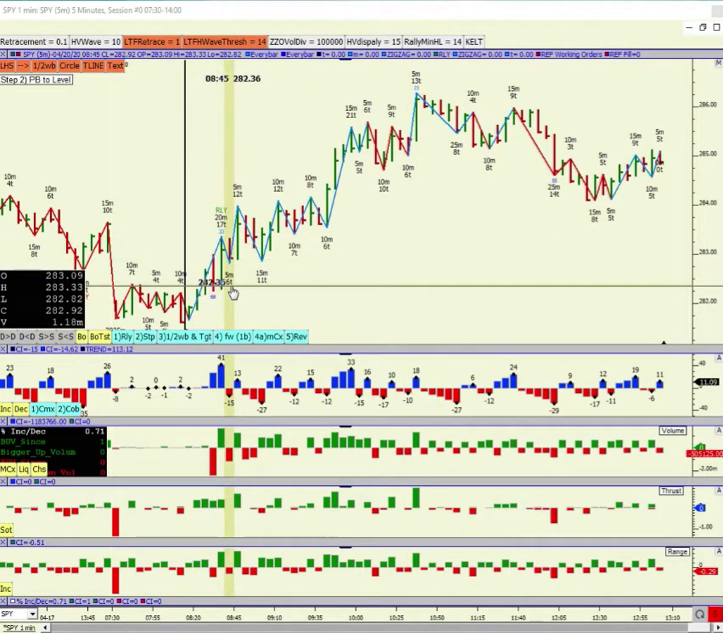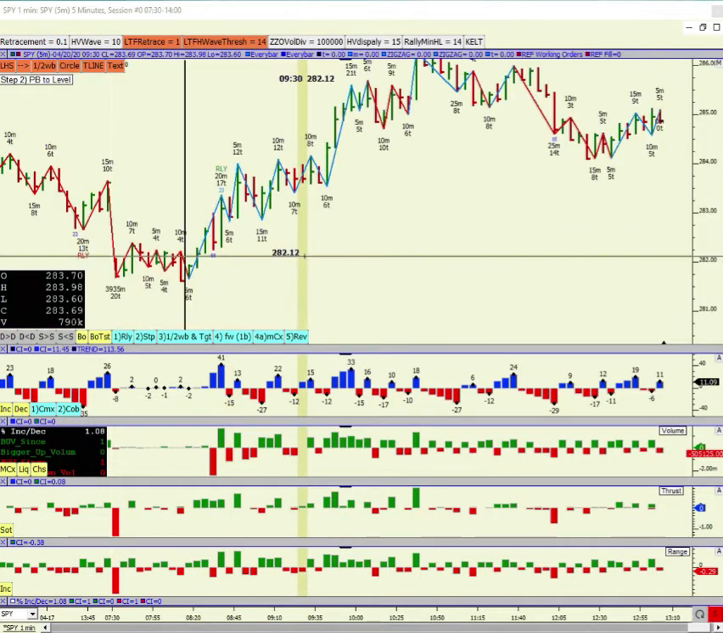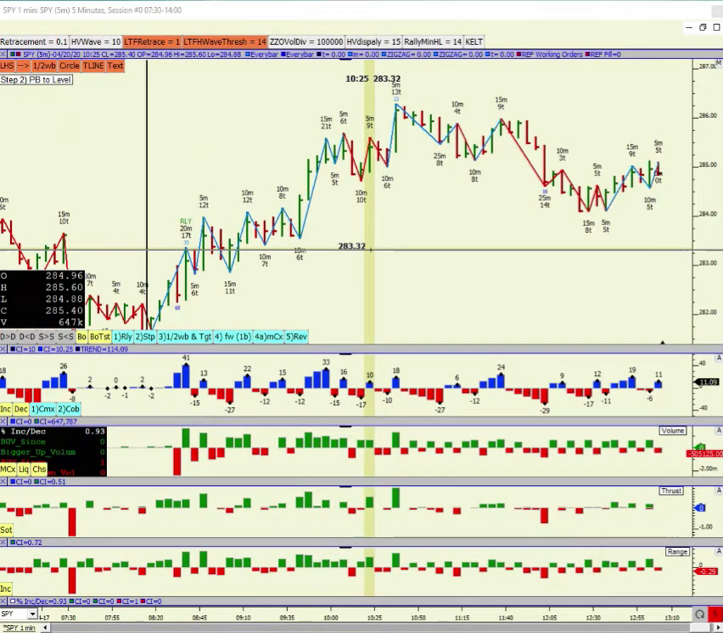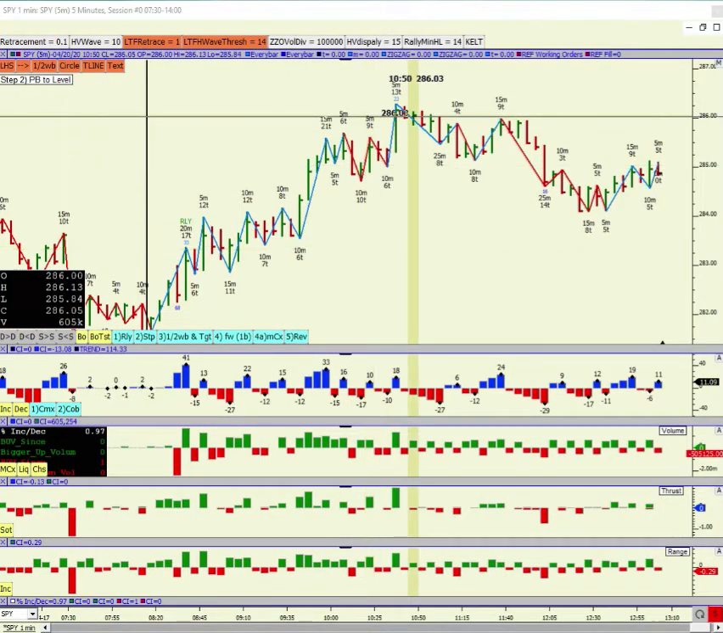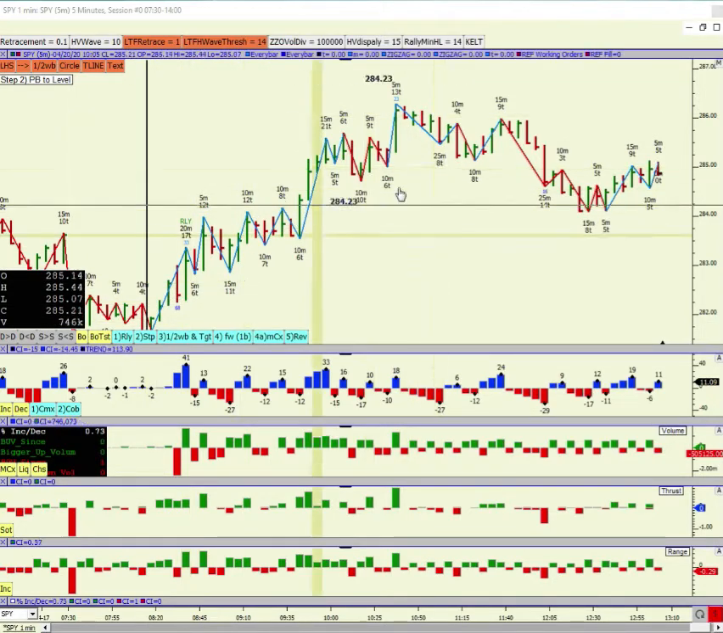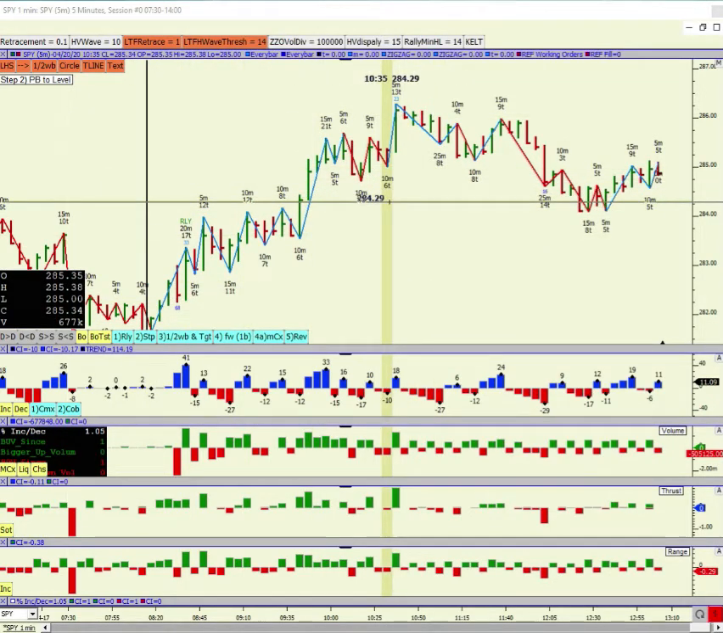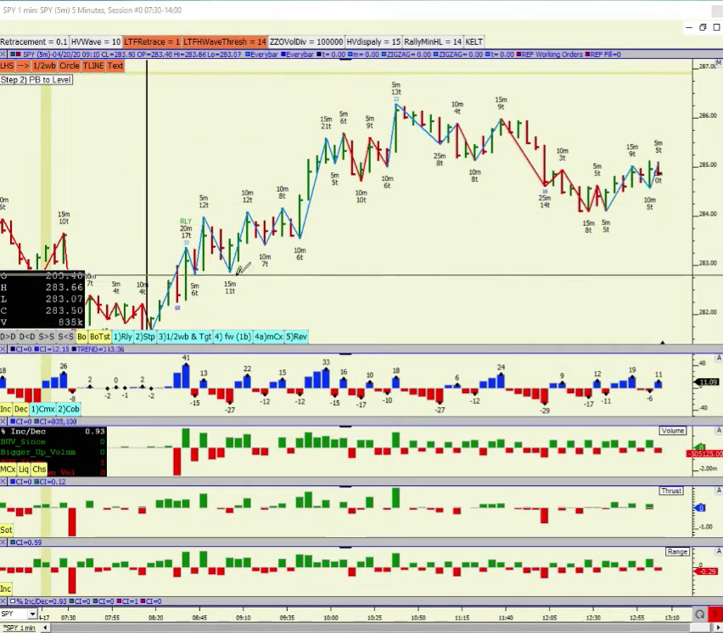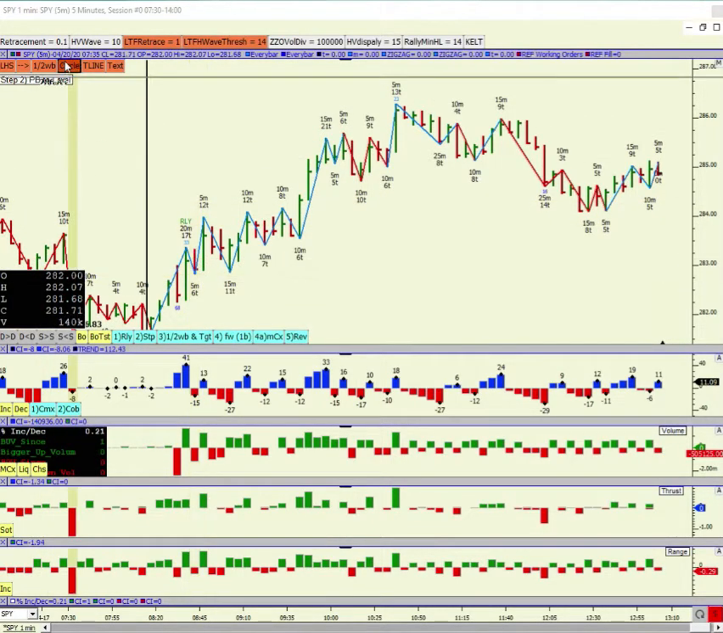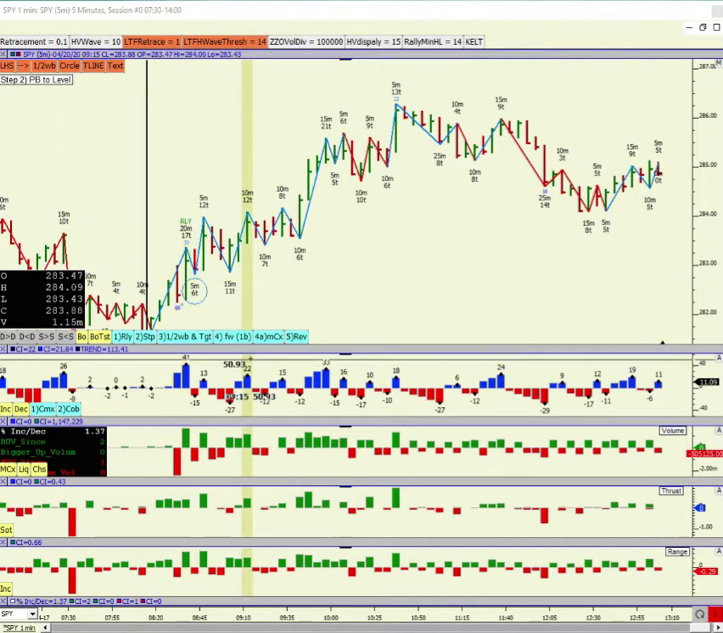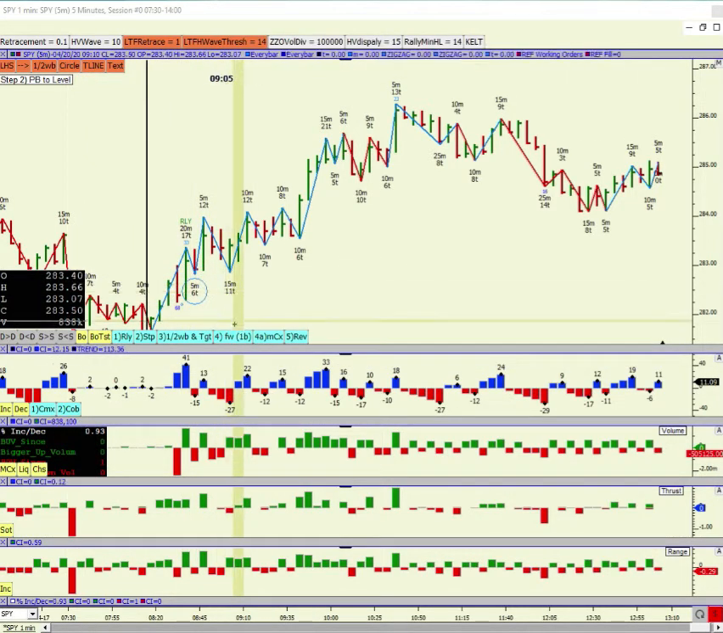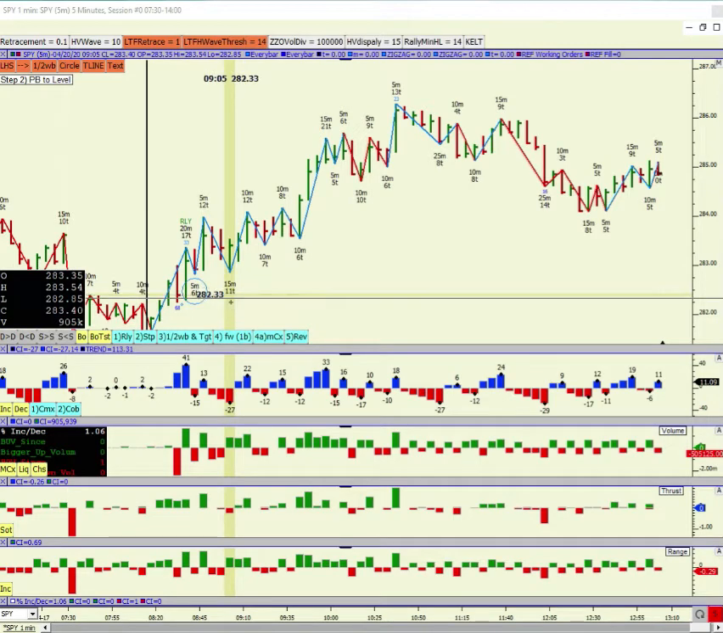No, it doesn't. But you have to check the pullbacks to determine what's going to happen. So over here again, you want to look at the down waves in an uptrend as well as the up waves, but the focus really needs to be on the down waves in my opinion, because that's the only way you can identify the change. So here, 5 minutes.